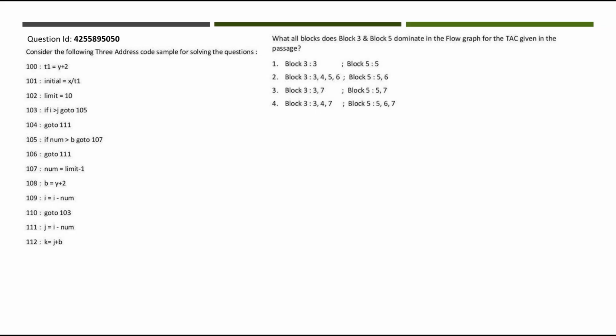Next question. What all blocks does block 3 and block 5 dominate in the flow graph for the TAC given in the passage? This question and the previous question lies in the block number. Some people will number the block from 0 to 6. If you are going to do it in that way, the previous question will not be problematic, but this question will be problematic. Some people have numbered the blocks from 0 to 6, and because of that they were not able to get proper answer for this question. So unless it is specified, you always go with the numbering 1 to 7.